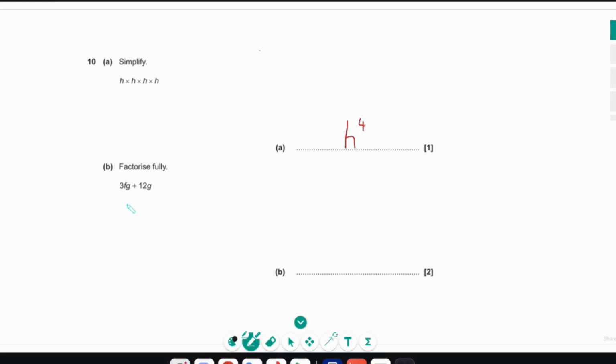Factorise fully. So what's the highest common factor of 3 and 12? It's 3. What else is common to them both? G. What do we multiply 3G by to get 3FG? F. What do you multiply 3G by to get 12G? 4.